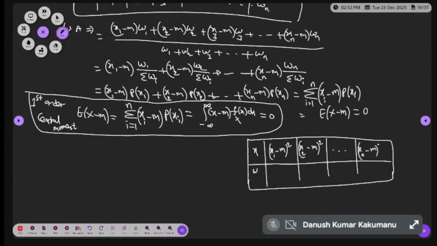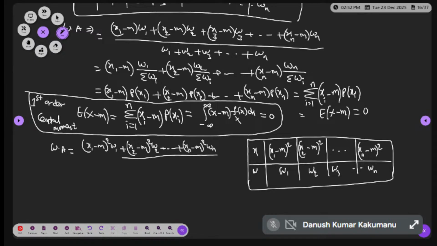Xn minus m whole square, omega 1, omega 2, omega 3, and so on, omega n. You are all understanding? Take the weighted average of this. What is the weighted average of this? x1 minus m whole squared omega 1, x2 minus m whole squared omega 2, plus so on, plus xn minus m whole squared omega n, divided by omega 1 plus omega 2, weighted averages, plus so on omega n. Now separate the terms and simplify, same logic. What is the result? You will get x minus m whole squared.